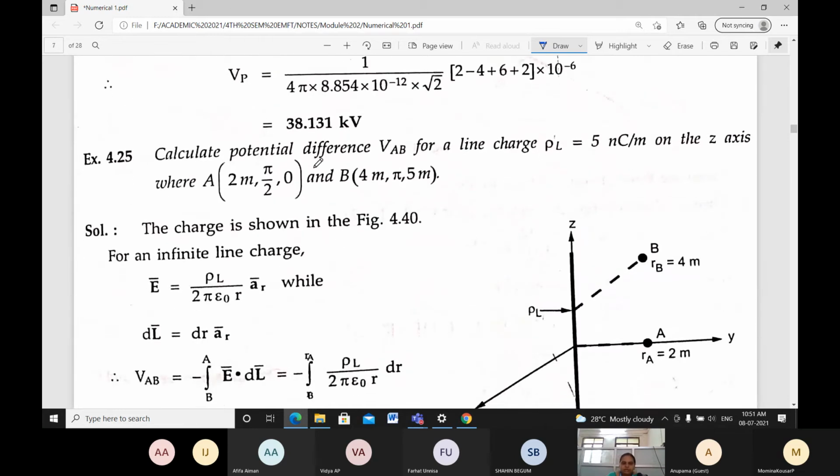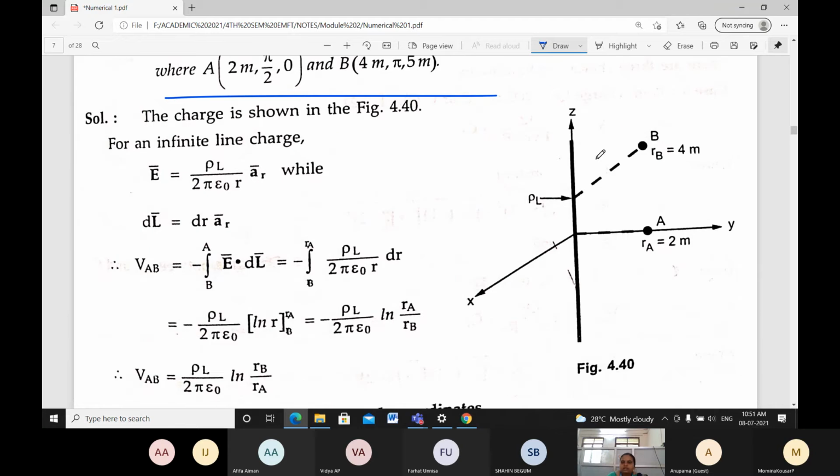Now we will go with the next, different type of problem. Calculate the potential difference VAB for a line charge rho L equal to 5 nanocoulombs per meter on the z-axis, where A is given as 2 meters, pi by 2, 0, and B is 4 meters, pi and 5 meters. This is the given question.